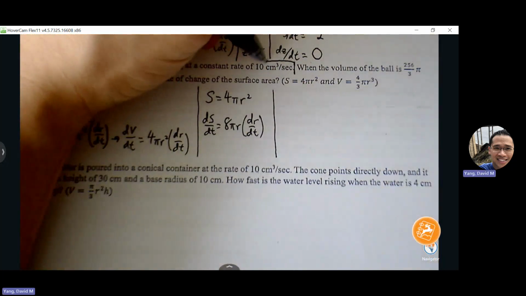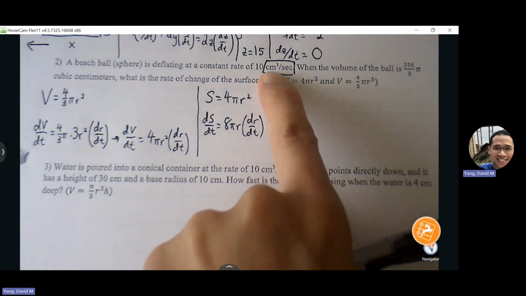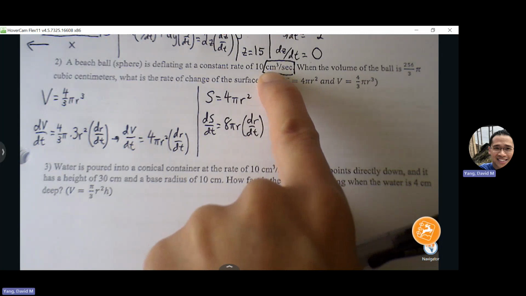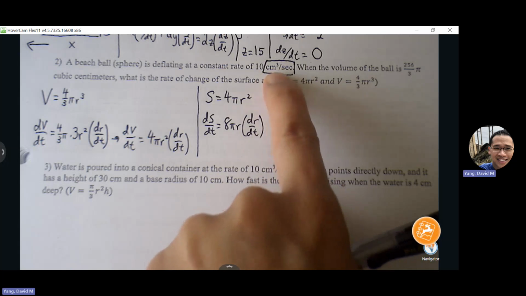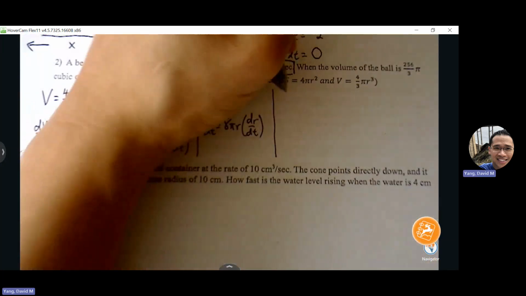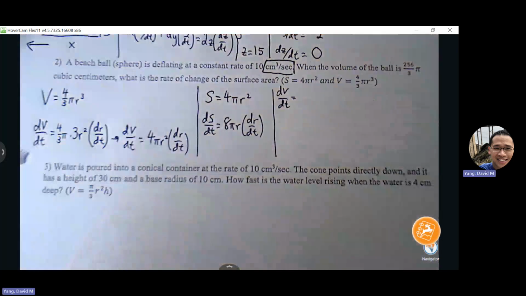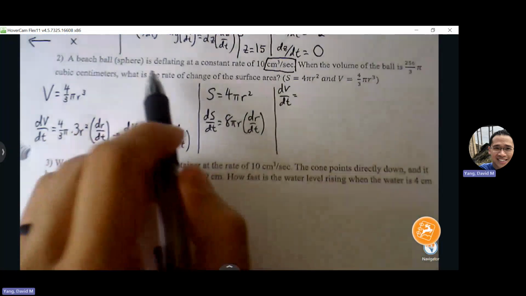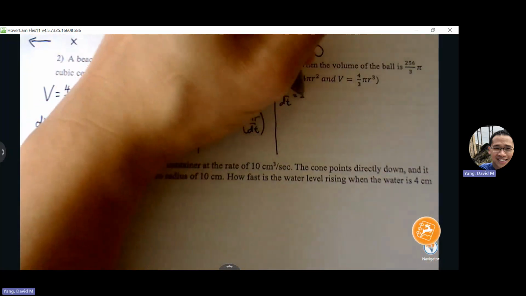And here's the hint. The hint is cubic centimeters per second. We want a unit that has dV/dt, yeah. Cubic centimeters refers to volume, time is seconds, so dV over dt. So what can we say? dV/dt equals what? 10 cubic centimeters per second. Close. And the ball is deflating, so minus. Yeah, negative, right? The volume is decreasing.